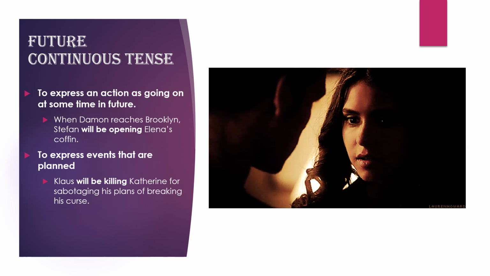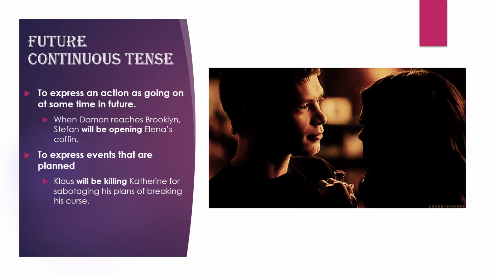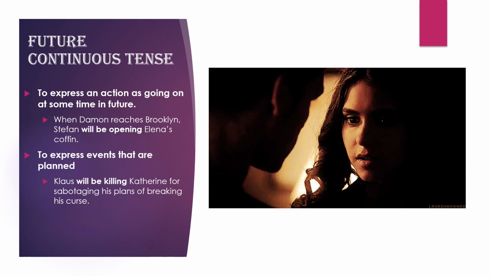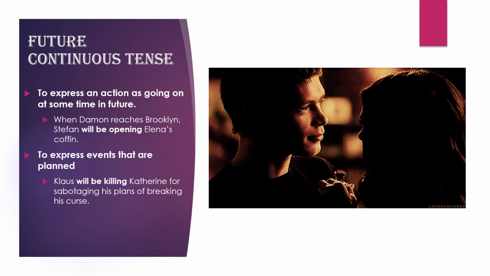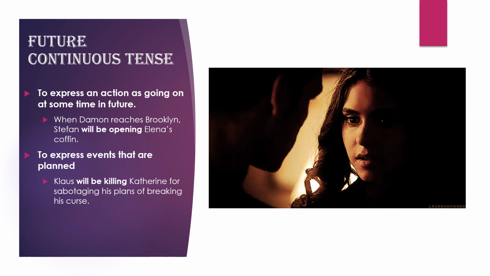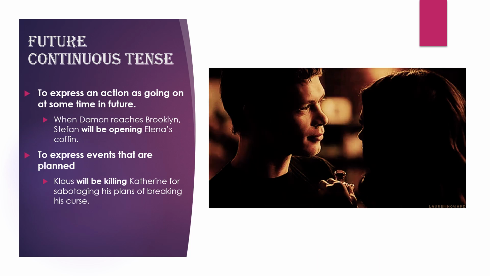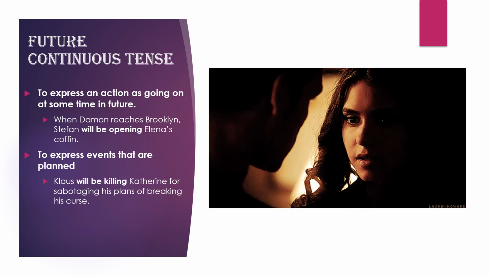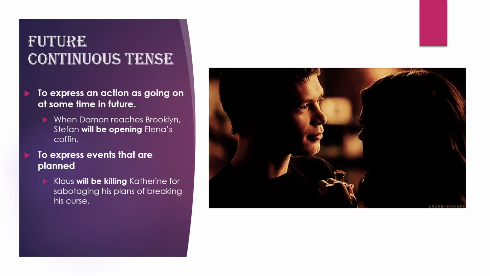But because Elena fled from there, taking the moonstone along, Klaus's plan of breaking the curse that he had got sabotaged. Because of that, he wanted to kill Catherine. So we are talking of a certain event that is planned. So Klaus will be killing Catherine. He has already planned that he'll kill her. So he will be killing Catherine for sabotaging his plans of breaking his curse.